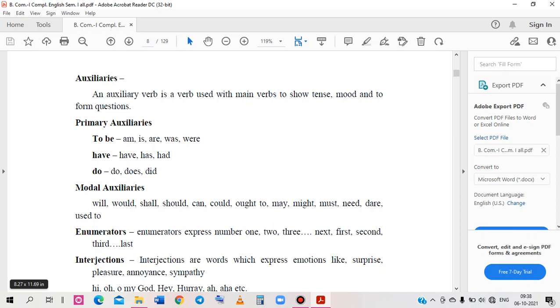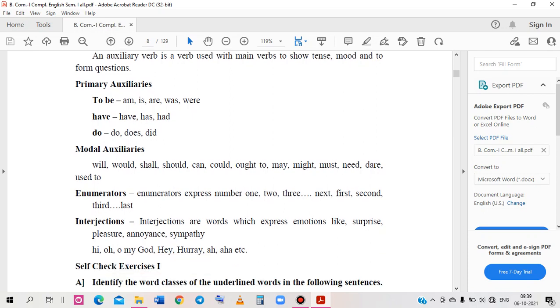Now enumerators. Enumerators are included in closed word classes. Enumerators express number. For example, 1, 2, 3, next, first, second, third, last. Then the interjections. Interjections are words which express emotions like surprise, pleasure, annoyance, sympathy, like hi, oh my god, hey, hooray, ah, etc.